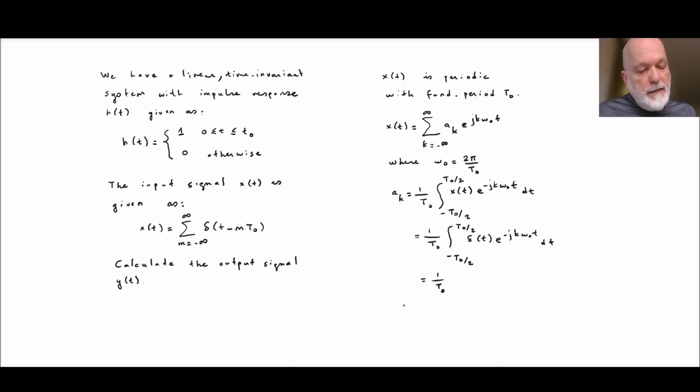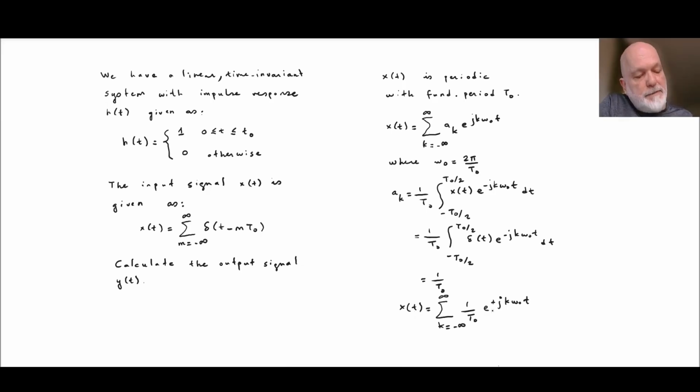So the Fourier series representation of the input signal is the sum from minus infinity to plus infinity of 1 over T0, all a k's are equal, times e to jk omega 0 t. Okay, now how can we proceed? Now we are going to continue as follows. Sorry, this is of course plus jk omega 0 t.